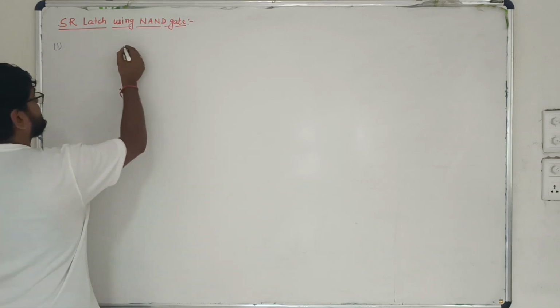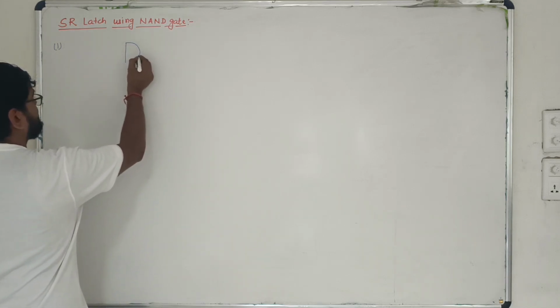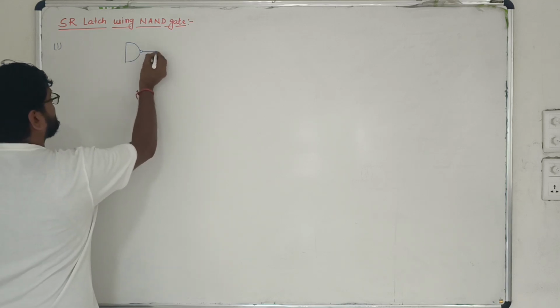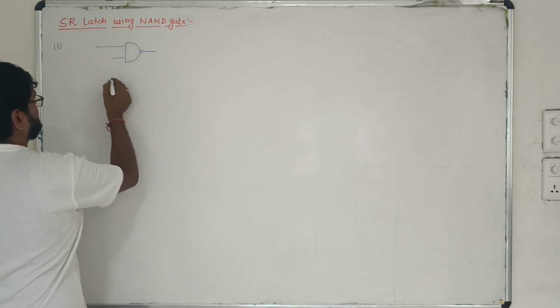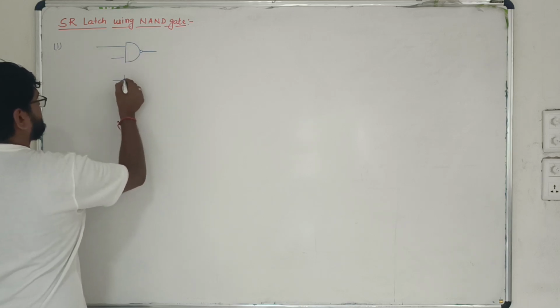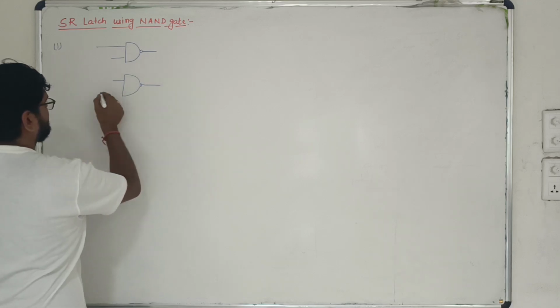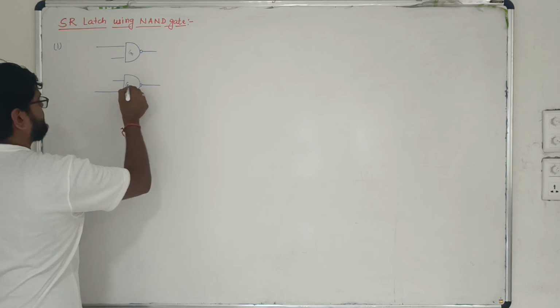So first thing is how to design a SR latch using NAND gate. The same process is there. You will just have two NAND gates. The SR latch is also designed with the help of two NAND gates only, as in the case of NOR, where we were also using two. Okay, so just have two NAND gates, and I am naming this one as G1, this one as G2 for your convenience.